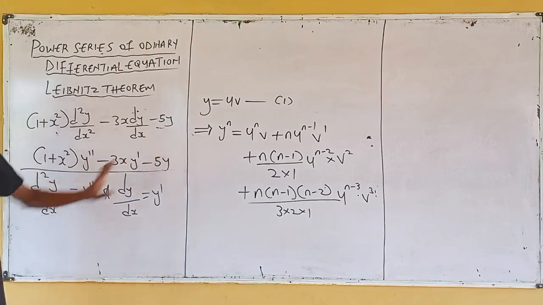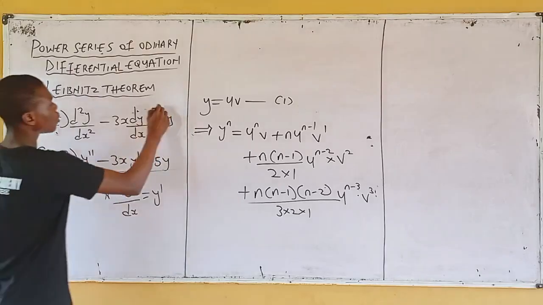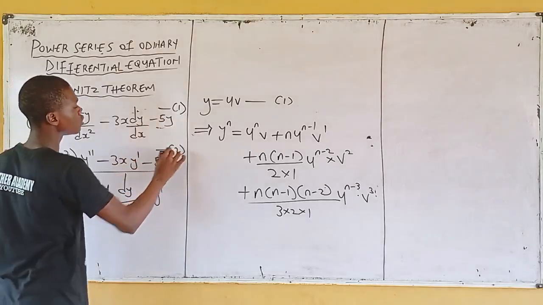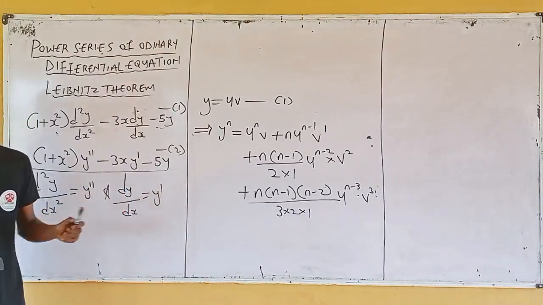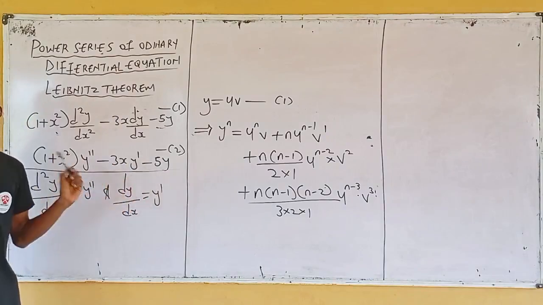Write it in this manner. So we'll be working with this. Say this is equation 1, say this is equation 2. Meaning we'll be working with equation 2. We want to find the nth derivative of this differential equation. We'll be working with what?